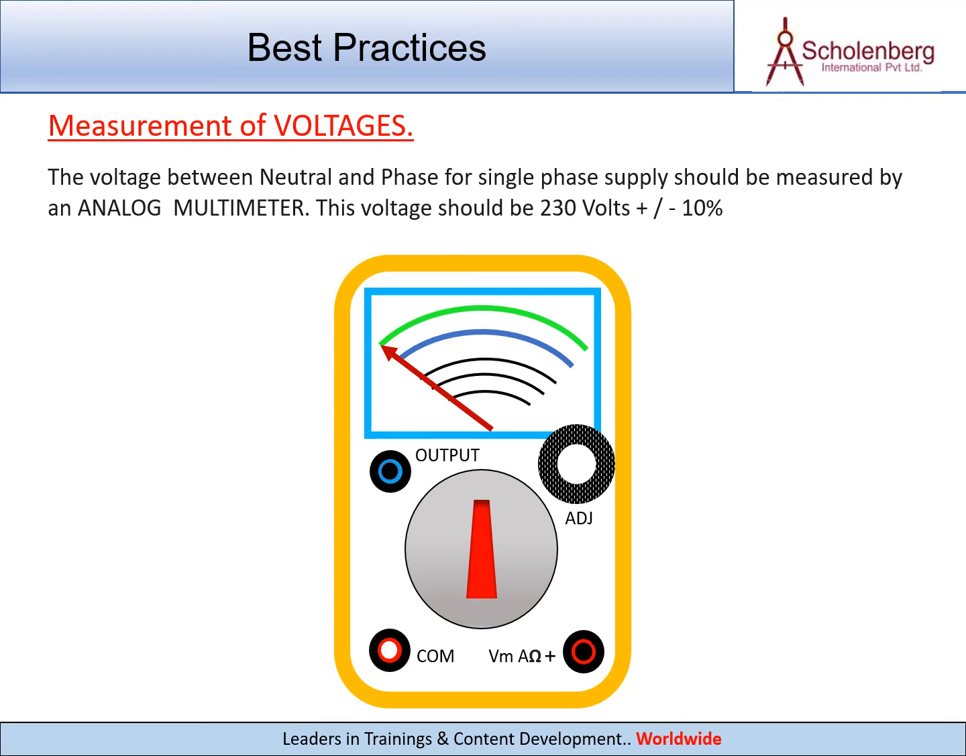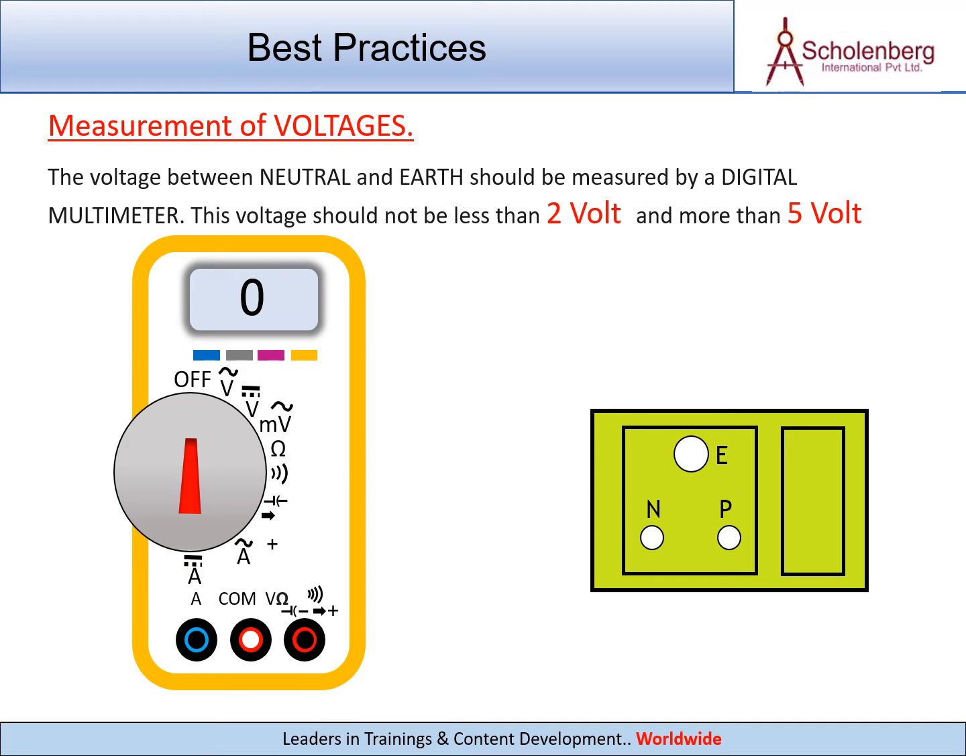Measurement of voltages. The voltage between neutral and phase for single-phase supply should be measured by an analog multimeter. This voltage should be 230 volts plus or minus 10%. The voltage between neutral and earth should be measured by a digital multimeter. This voltage should not be less than 2 volts and not more than 5 volts.